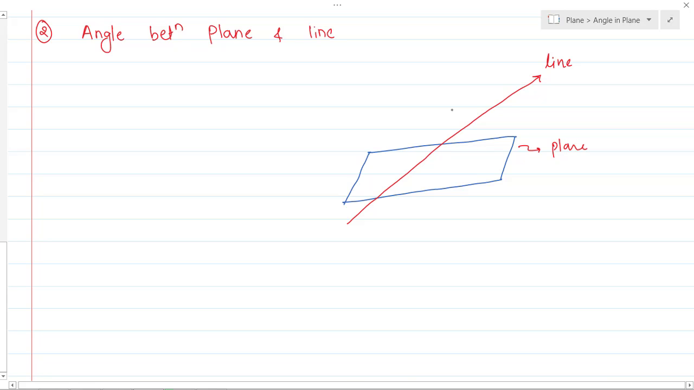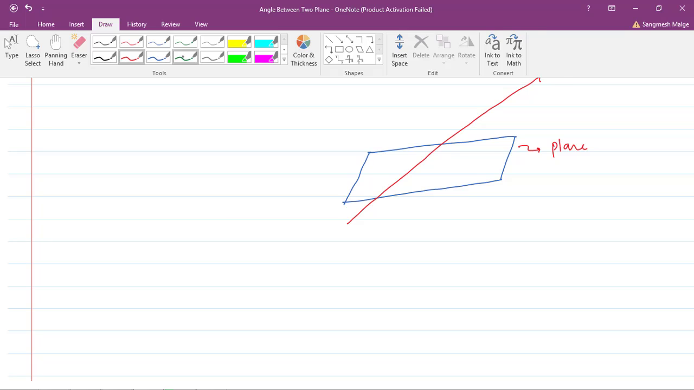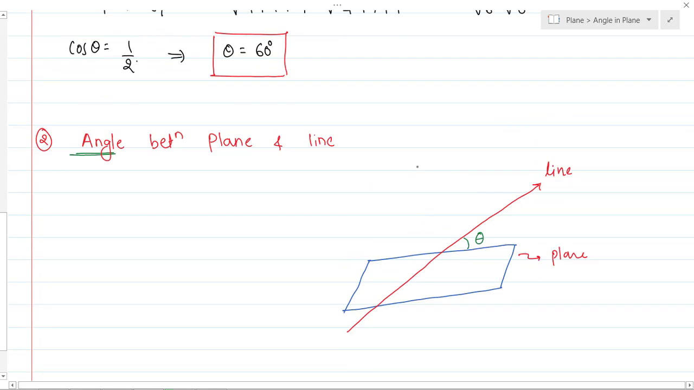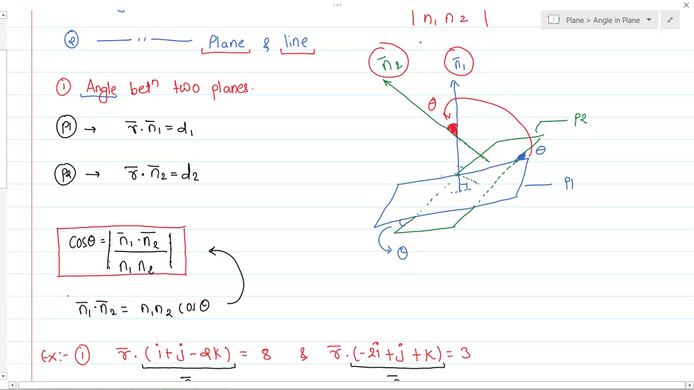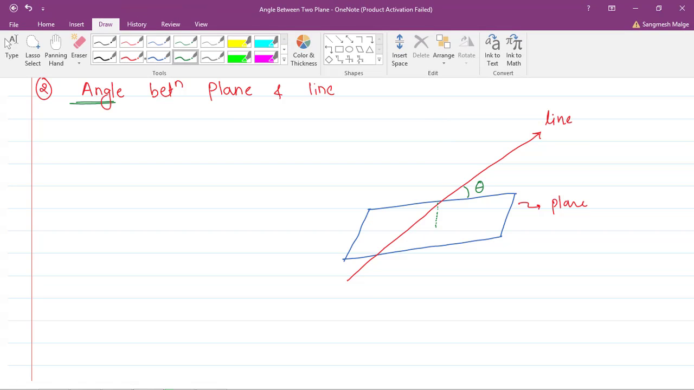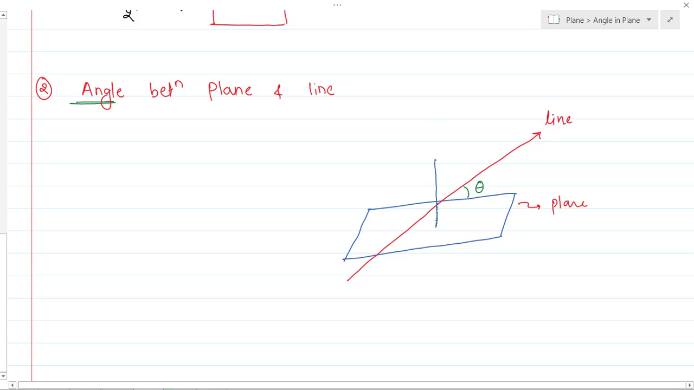Now what we want to find out is the angle between this line and the plane. This theta, again, angle means it is an acute angle. This theta I want to find out. Now how will we proceed? We will use the same method where we take the help of the normal of the plane. So if this is the plane, we will have its normal like this. This becomes the normal to the given plane. This is my n bar.